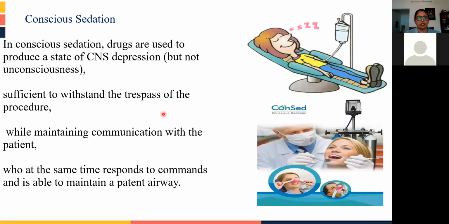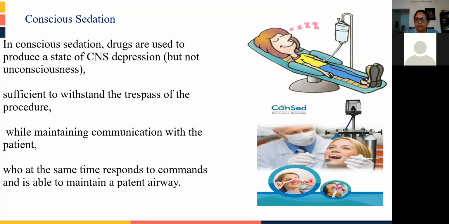So that is dexmedetomidine. Now I was talking about conscious sedation. Diazepam, fentanyl, etc. can be used for conscious sedation. What is conscious sedation? First, we will read this sentence, then I'll explain. In conscious sedation, drugs are used to produce a state of CNS depression, but not unconsciousness, sufficient to withstand the trespass of the procedure while maintaining communication with the patient, who at the same time responds to commands and is able to maintain a patent airway.